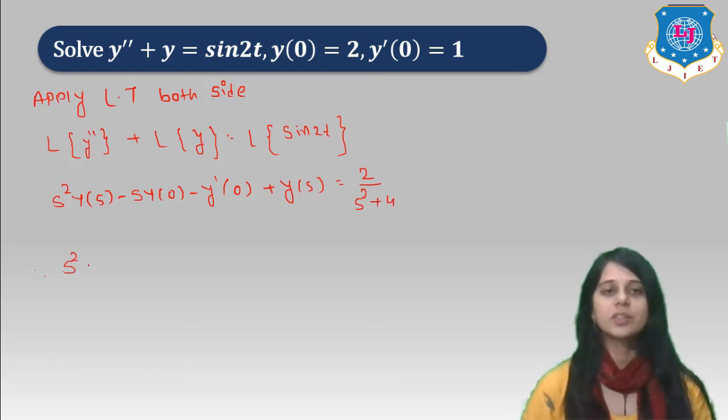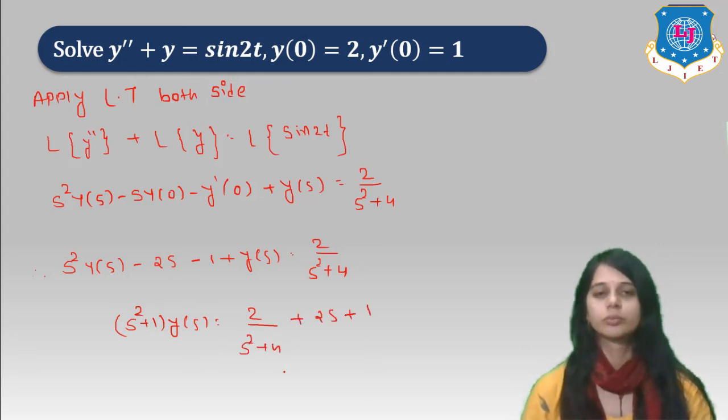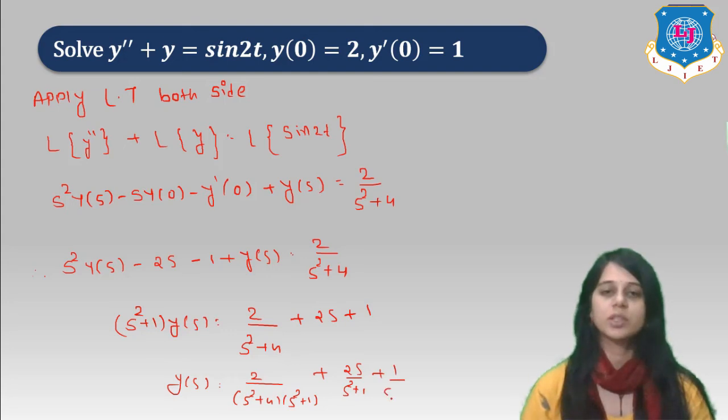Now, s square Y of s minus s y of 0, which is 2, so it is 2s, minus y dash 0, which is 1, plus Y of s equal to 2 upon s square plus 4. So we get s square plus 1 into Y of s equal to 2 upon s square plus 4 plus 2s plus 1. Create subject Y of s: 2 upon s square plus 4 into s square plus 1, plus 2s upon s square plus 1, plus 1 upon s square plus 1.